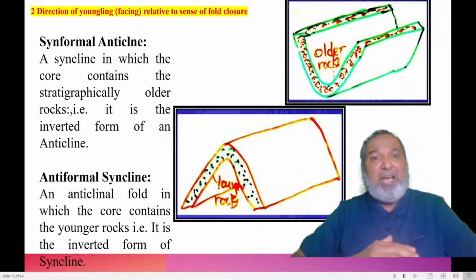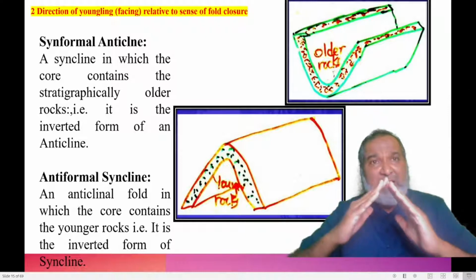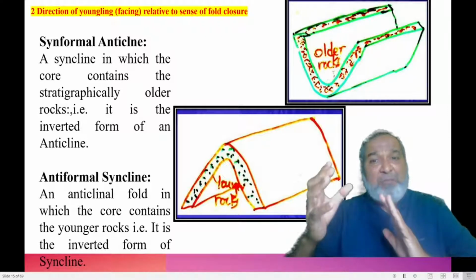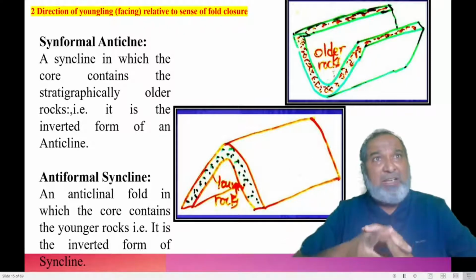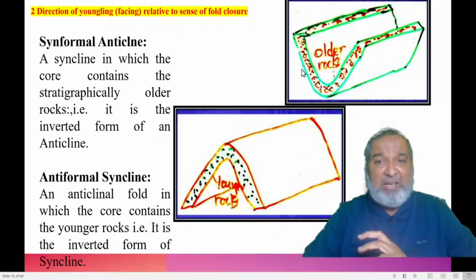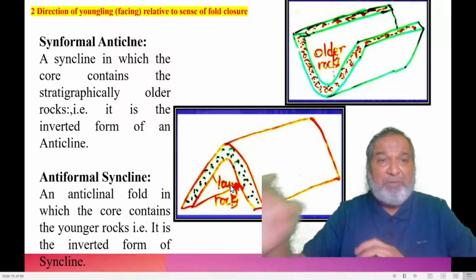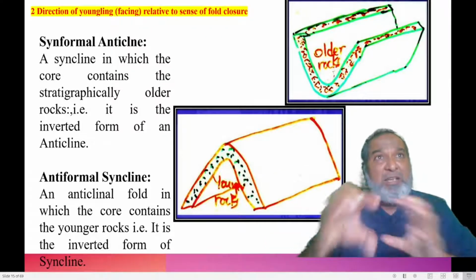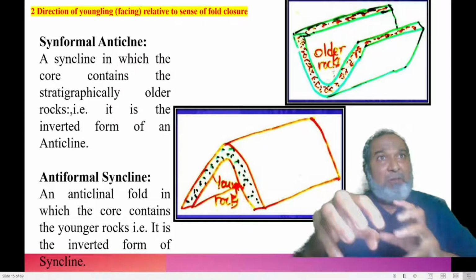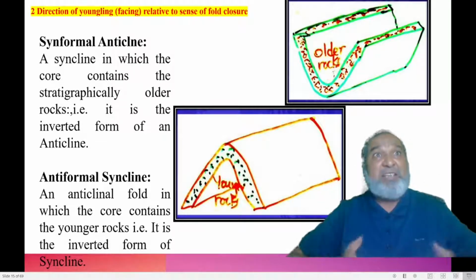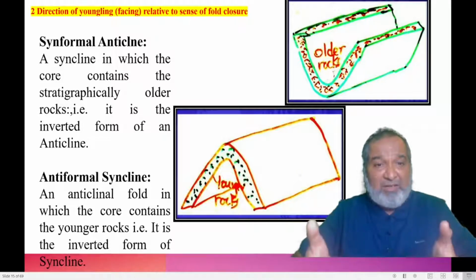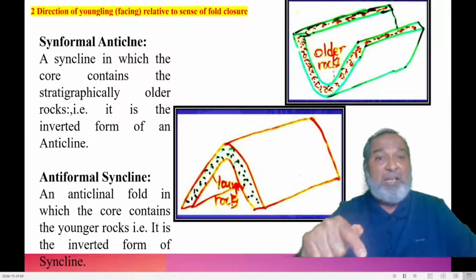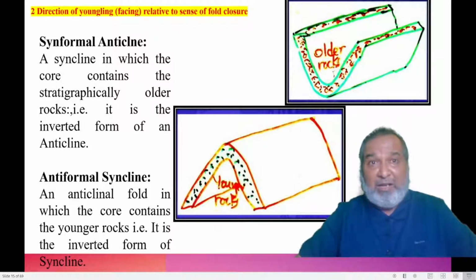Whereas the next one, antiformal syncline, means it is an anticline. But what is happening? In the center, it should be the older formation, if it is an anticline. But now what is happening? At the center, we have the younger formation. So an anticline fold in which the core contains the younger one. If anticline is there, center will be the oldest. But now here, it is the inverted form of the syncline. So both are the reverse one. Synformal anticline and antiformal syncline.